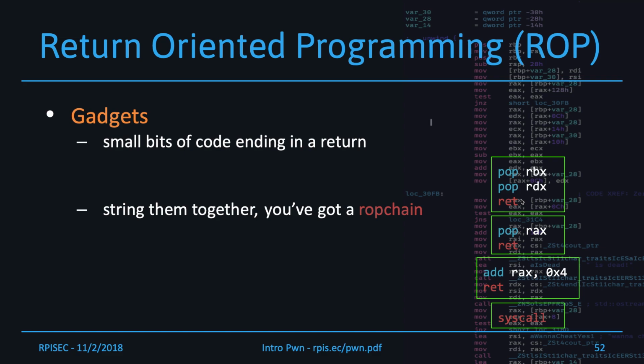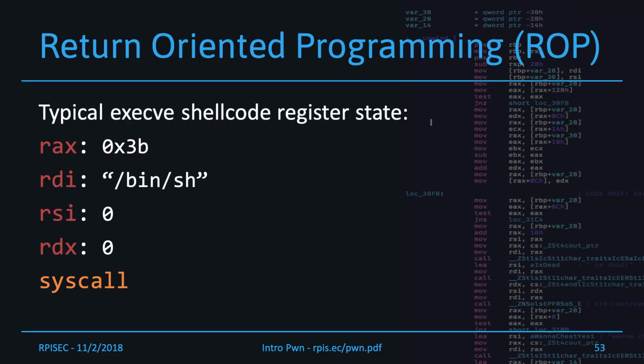But yeah, you string them together, and you get what's called a ROP chain. So when you want to do an execv call to get /bin/sh, you want your registers to look like this. On 32-bit, it'd be a little different. RAX would be 11 because that's the syscall number on 32-bit, but here it's 0x3B. So you want your string /bin/sh, whatever you want to execute, in RDI, RSI and RDX as 0, and you want to execute a syscall.